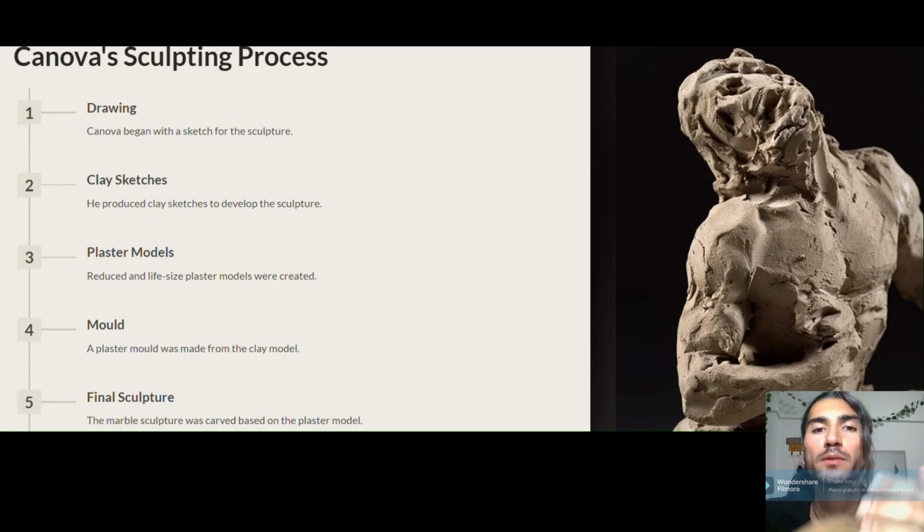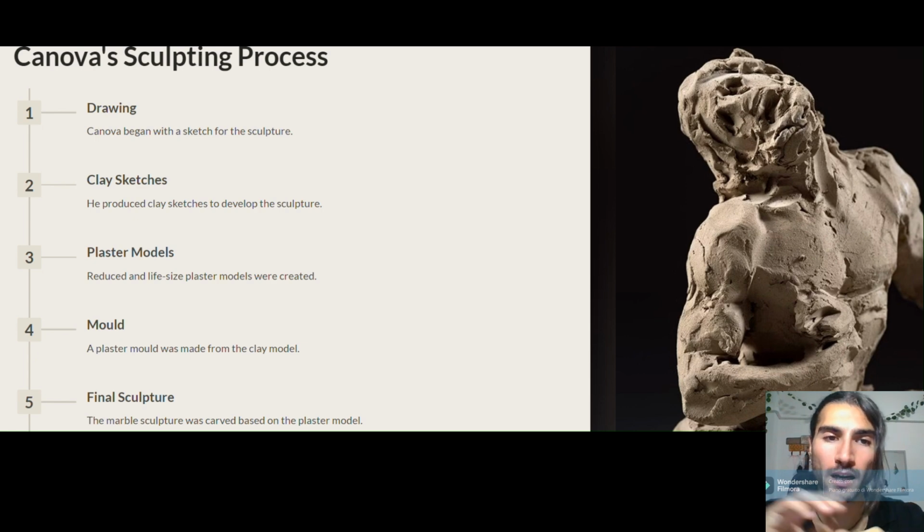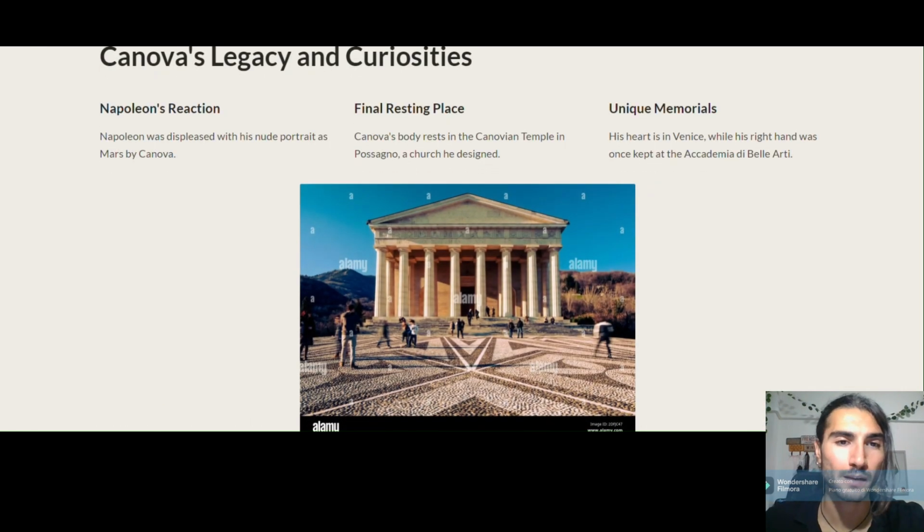Sometimes Canova made multiple plaster models from a single mold. Finally, the marble sculpture would be carved based on the full-size plaster model. Canova's attention to detail at every step of this process allowed him to create incredibly lifelike and graceful sculptures. His works were admired throughout Europe for their beauty and technical mastery.